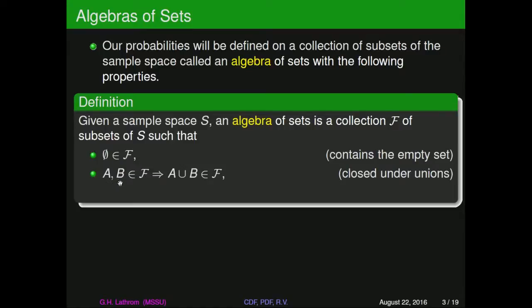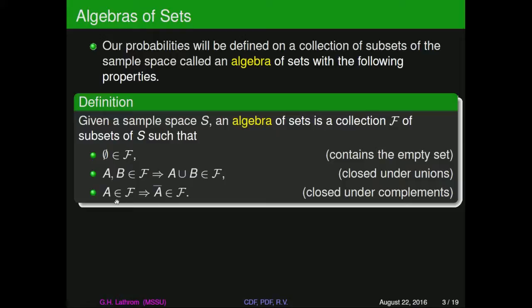Second, if A and B are elements in this collection, then A union B is also an element of this collection. In common terminology, what we're really saying is if it's possible for A to happen in an experiment and it's possible for B to happen in an experiment, then it's entirely possible for A or B to happen in the experiment. That's just something that's reasonable to say.